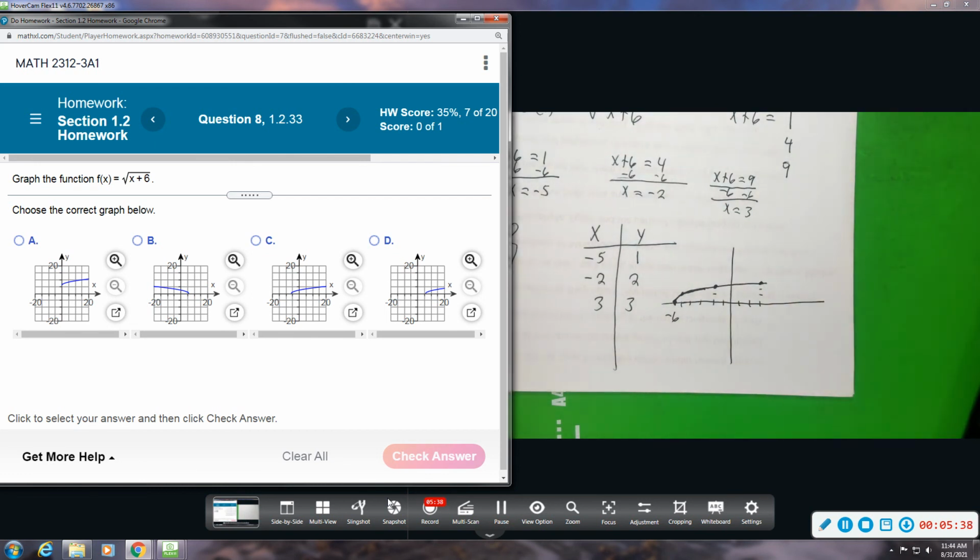So I want to see which one of these images matches. If you look at each of these, this one starts up in space, but we need it to start on the x-axis. This one is curving to the left. C appears to be the only one curving in the right direction, and D starts on the wrong side of the y-axis. So C is going to be our best choice here.